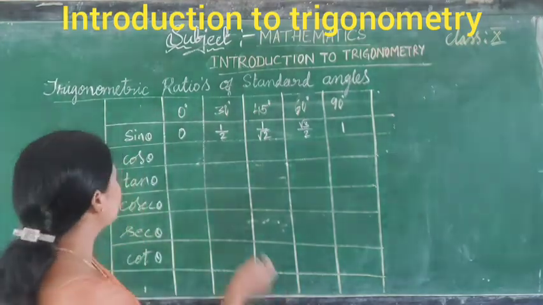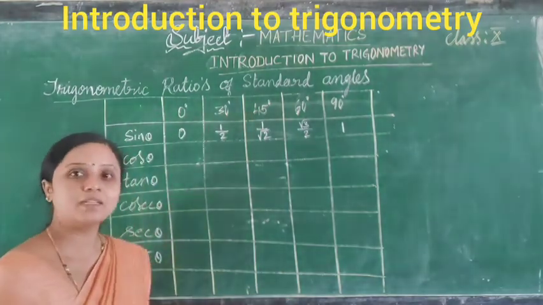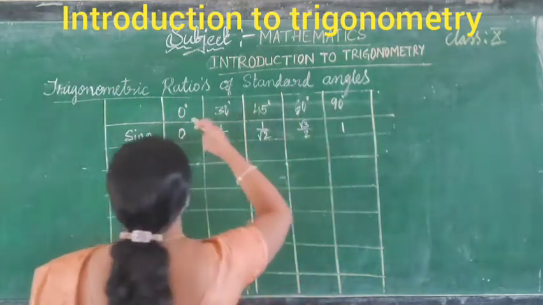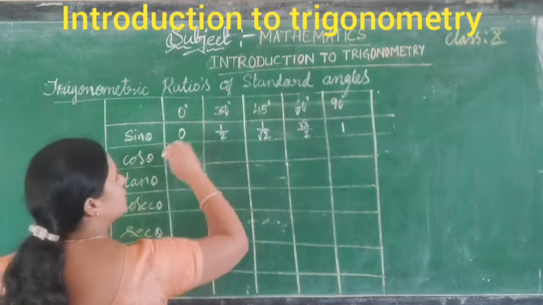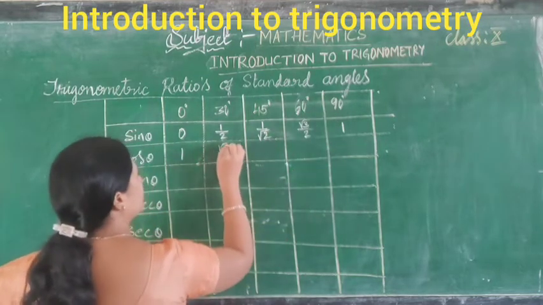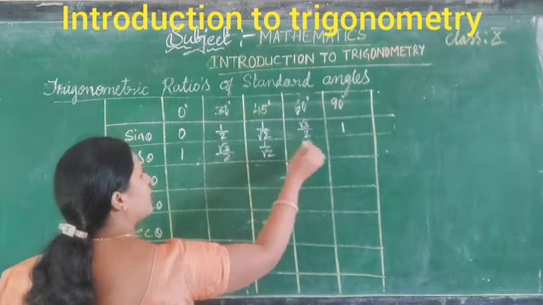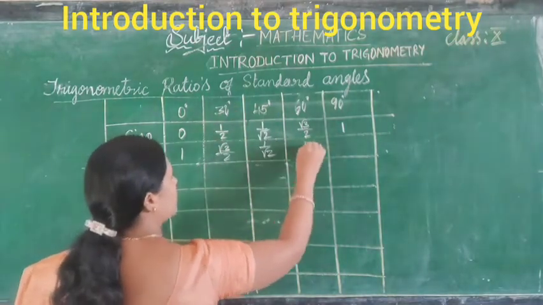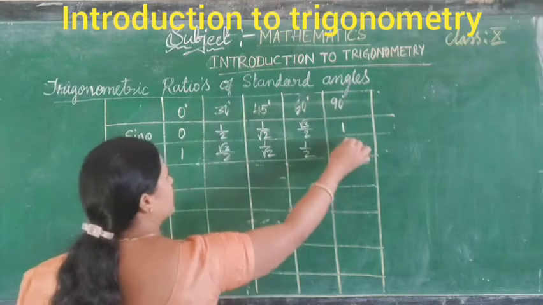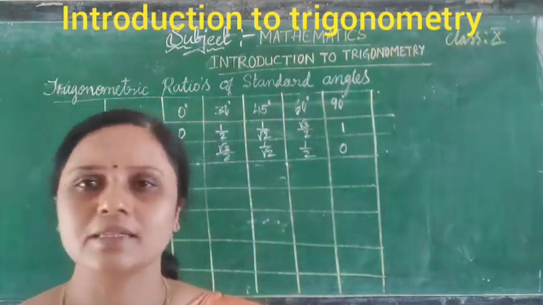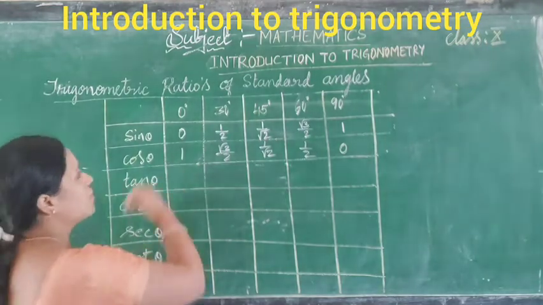So how to write these cos values? It is very simple. You can write from this side. So cos 0 is what? 1. Cos 30 is root 3 by 2. Cos 45 is 1 by root 2. Cos 60 is what? 1 by 2. So cos 90 is what? 0. Sorry, I will read aside.